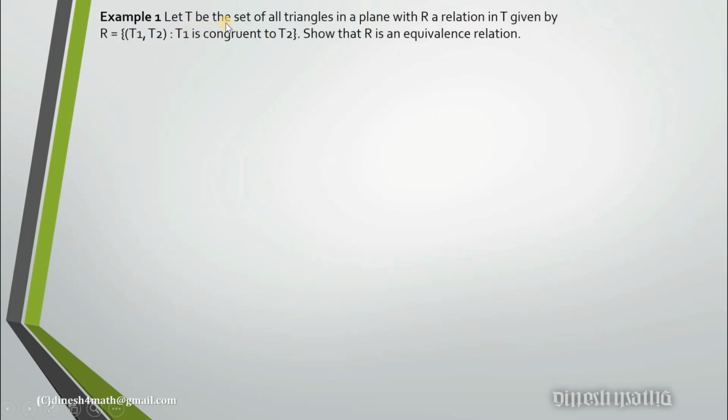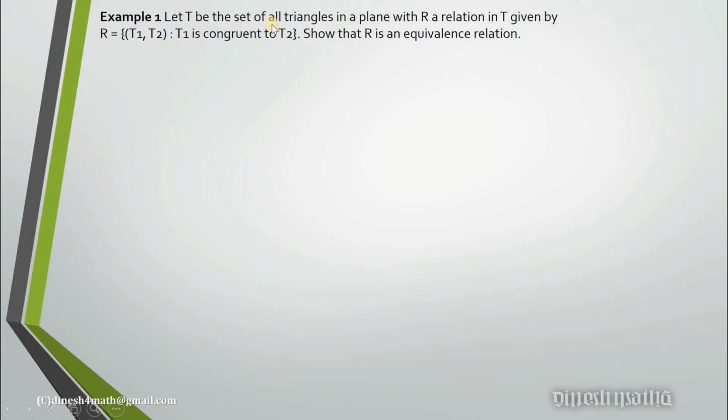So we'll go for the first question. This is the first question we are trying to solve. Let T be the set of all triangles in a plane with R a relation in T given by R is equal to (T1, T2) such that T1 is congruent to T2. Show that R is an equivalence relation.